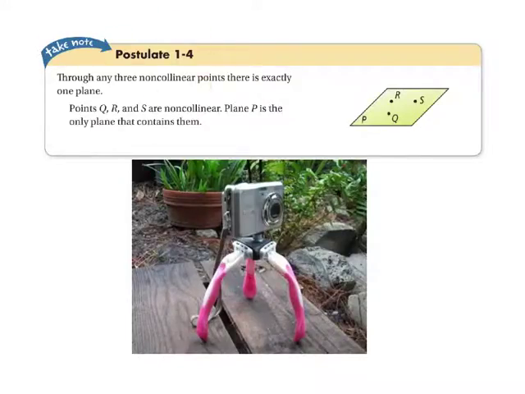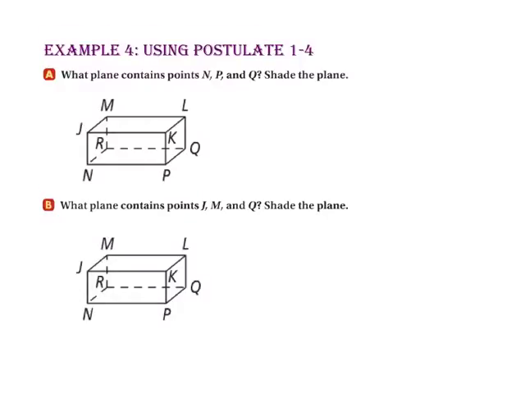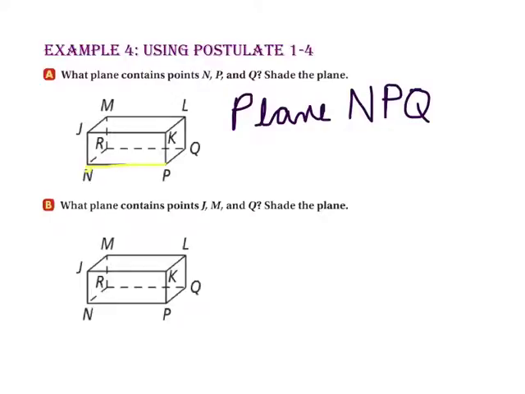Postulate 1-4 states that through any 3 non-collinear points, there's exactly 1 plane. Think of the feet of the tripod as points Q, R, and S, and the table as plane P. Notice that the legs of the tripod sit perfectly on that table. Okay, what plane contains point N, point P, and point Q? Well, we know this is the plane, so plane NPQ. And if we are to shade it, here's NPQ, and we'll shade it right there.